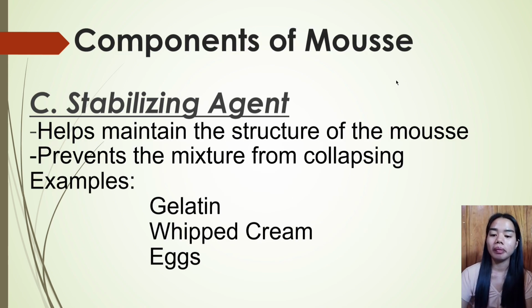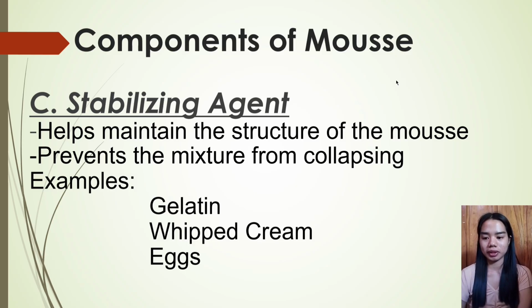Then next is the stabilizing agent. It helps maintain the structure of the mousse. It prevents the mixture from collapsing. So, basic example or yung common na ginagamit natin is gelatin, the whipped cream, or eggs. Kapag gumamit tayo ng eggs, mostly linalagyan natin ng cream of tartar yung meringue para hindi siya mag-collapse or hindi siya madaling bumagsak.